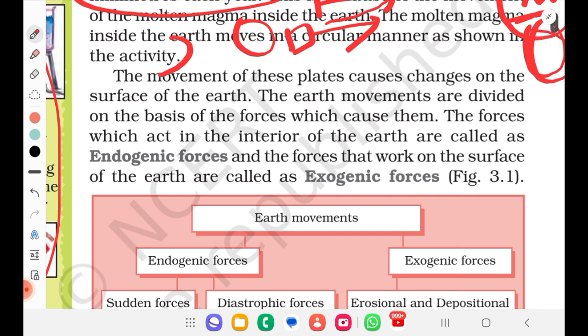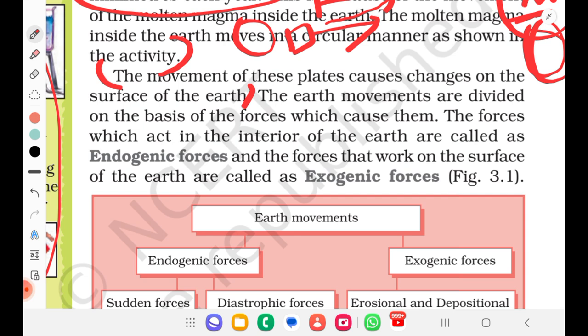The movement of these plates causes changes on the surface of the earth. So because of this plate movement, there are changes on the earth. Now we read the title as changing earth. Why changing? Because plates are moving. Why are plates moving? Because magma is moving in a circular path.